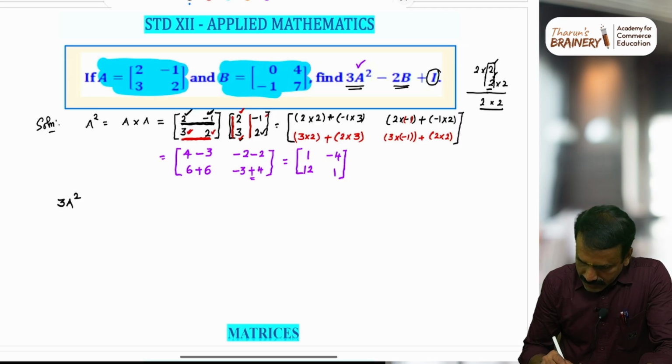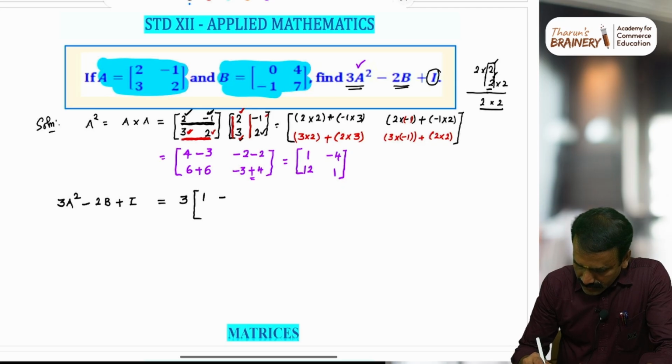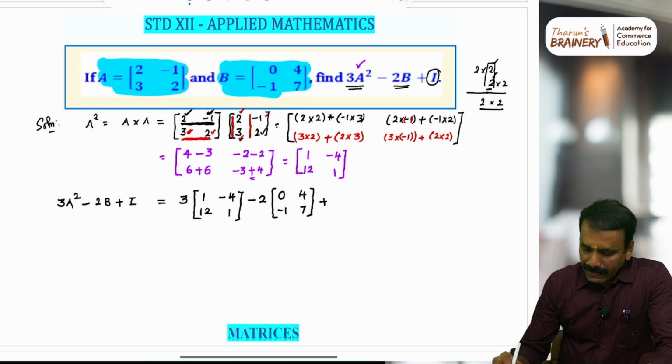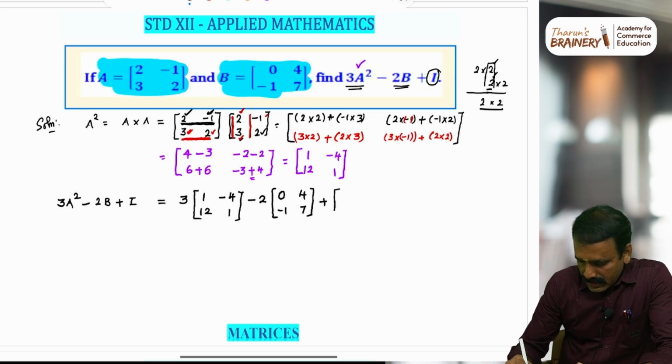3A square minus 2B plus I, which is equal to 3 into A square value, 1, minus 4, 12, 1. So 3 multiplied with A square, minus 2 into B matrix. B matrix is going to be 0, 4, minus 1, 7, plus I. What is I? I is nothing but identity matrix or unit matrix of order 2 by 2. So it is nothing but 1, 0, 0, 1.